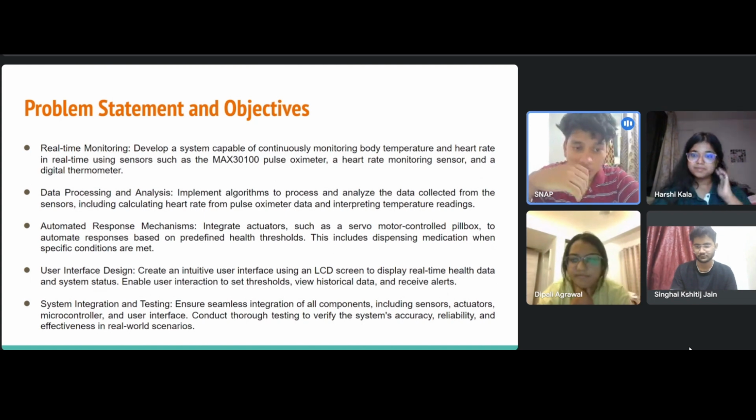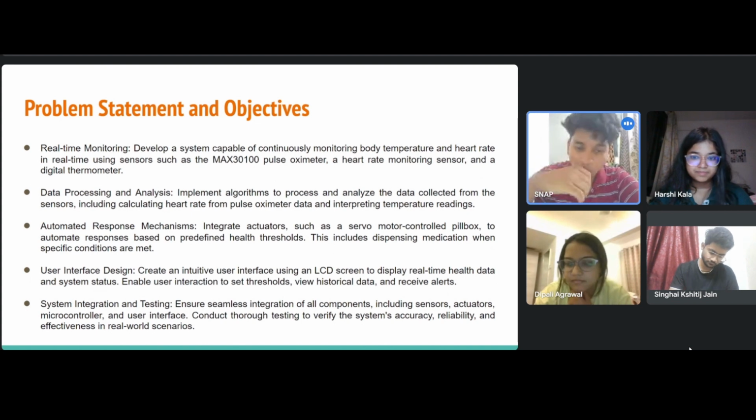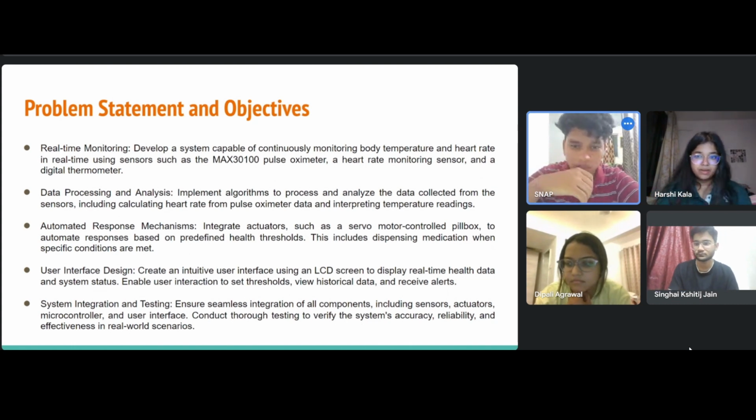Third is automated response mechanisms, which integrates actuators such as a servo motor controlling a pillbox to automate responses based on predefined health thresholds. Fourth, user interface design. It enables user interaction to set thresholds, view historical data, and receive alerts. Fifth, system integration and testing, which conducts thorough testing to verify the system's accuracy, reliability, and effectiveness in real world scenarios.